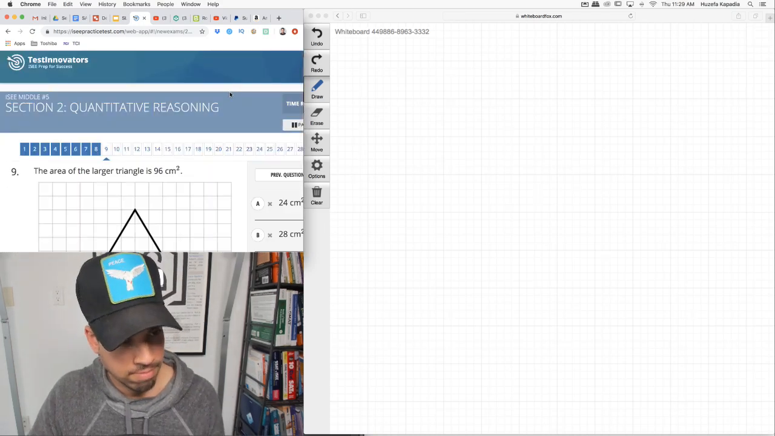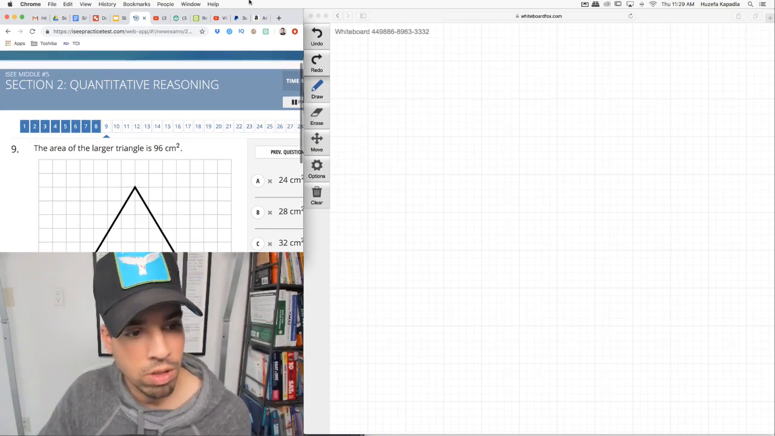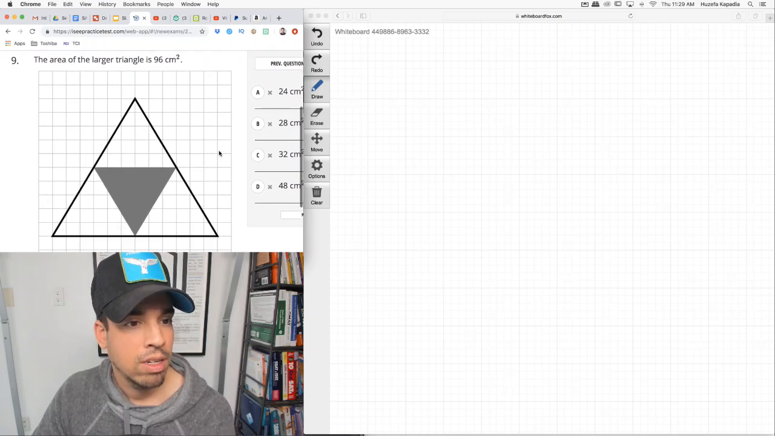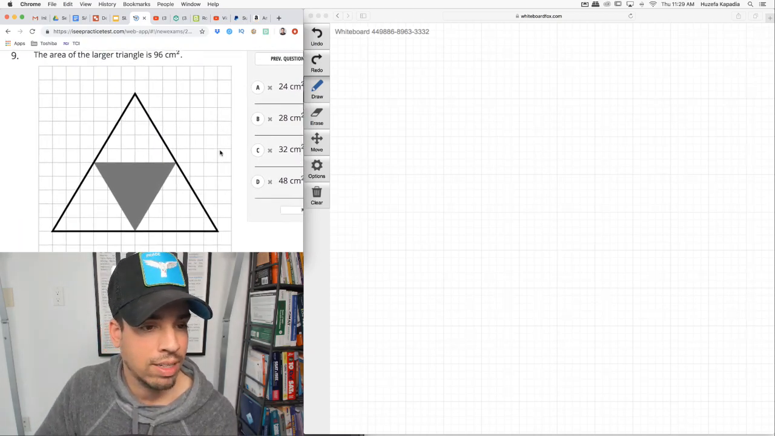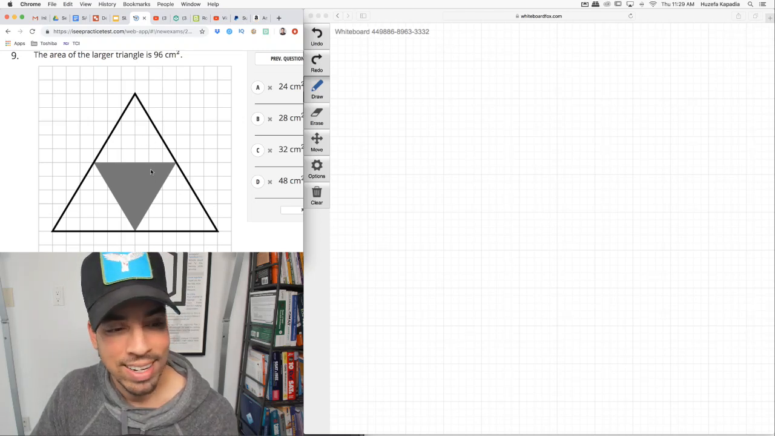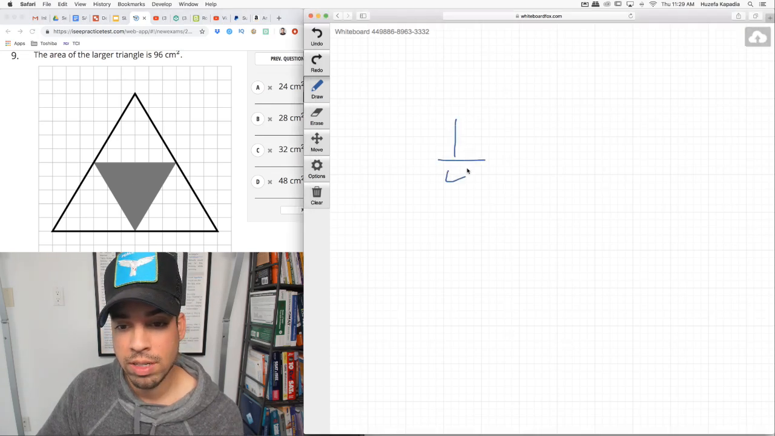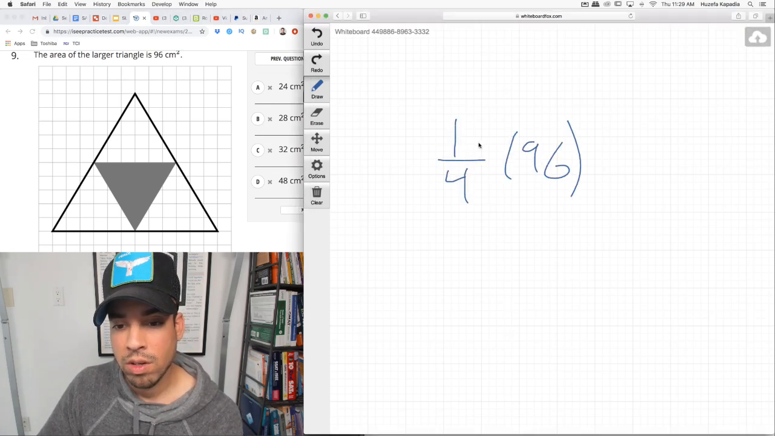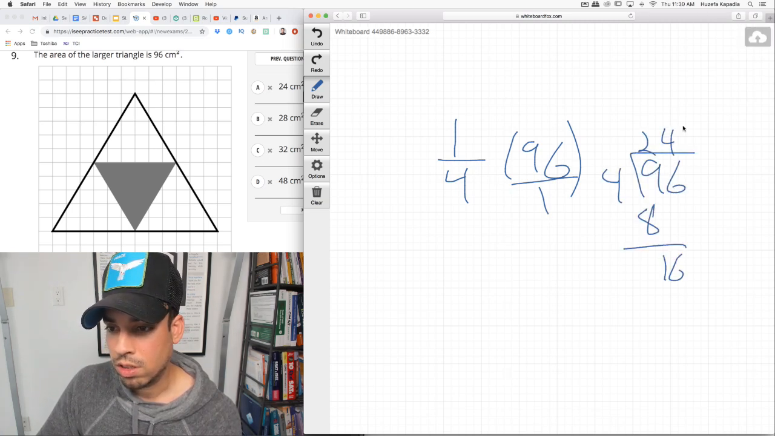Next. The area of the larger triangle is 96 centimeters. What is the area of the shaded region? Very simply, I can tell that it's split up into 1, 2, 3, 4. So 96, and this is 1 out of 4. So it's 1/4 of 96, which is basically 96 divided by 4, which is 24.